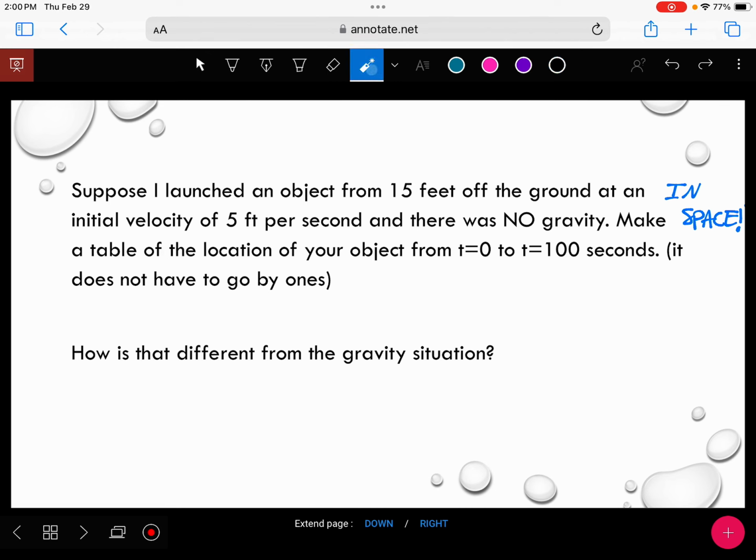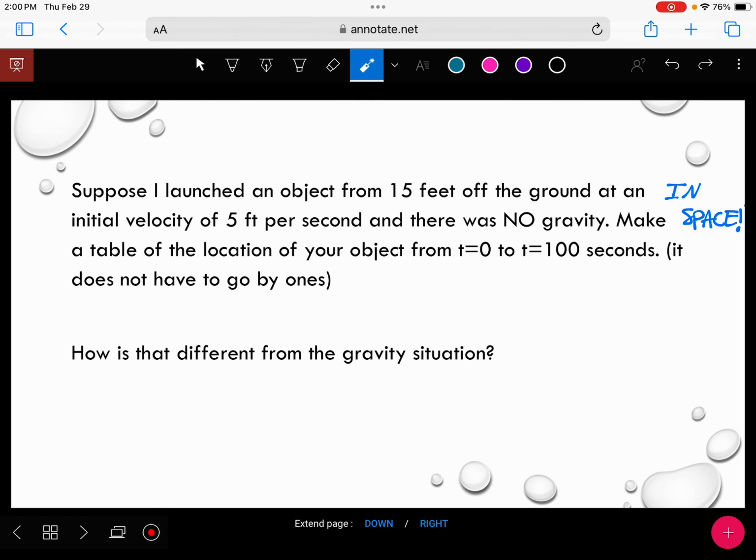Hitting this button so that we don't lose the recording. Other way to think about it, because we didn't tell you, maybe one that way. And it's going to stay 15 feet off the ground. So it could be that it's just still 15 feet off the ground. It wasn't clear. The wording was ambiguous.